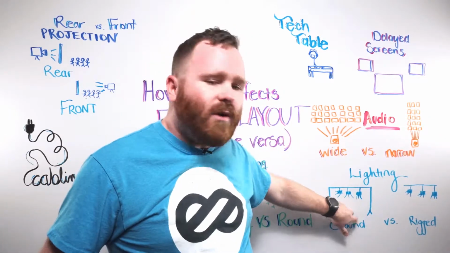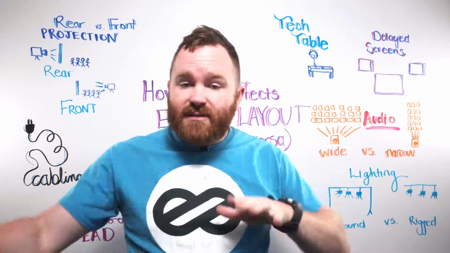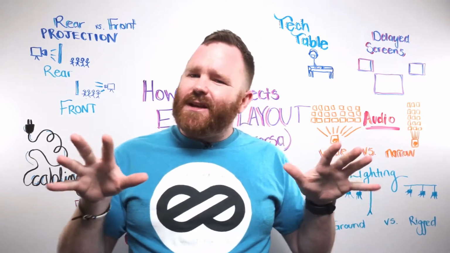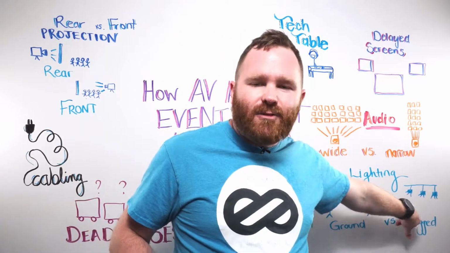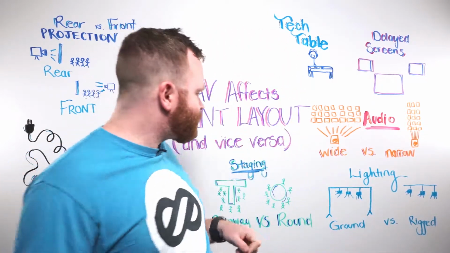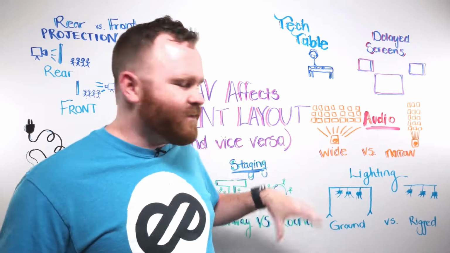Well, what that means as well is that when you're doing things ground supported, things are going to be in the way. So again, you can have this kind of trade-off. Sure, you save some money with ground supported, but then you might end up losing the space that you would get if you rigged it. So something to keep in mind when it comes to your layout.